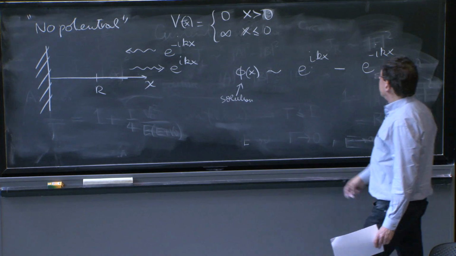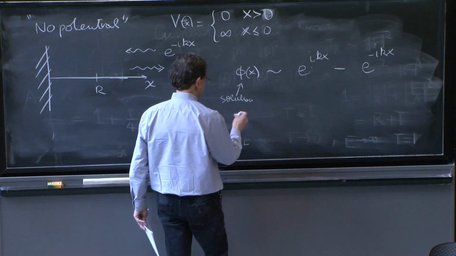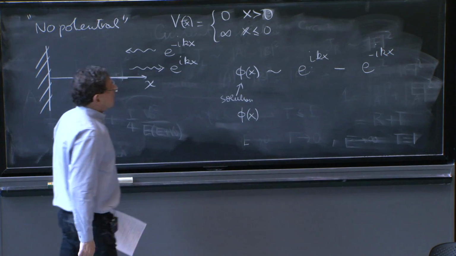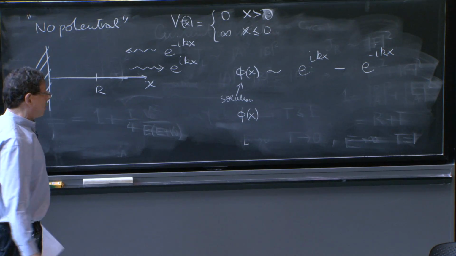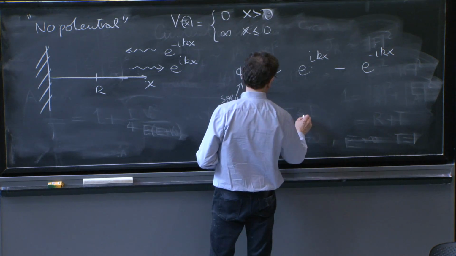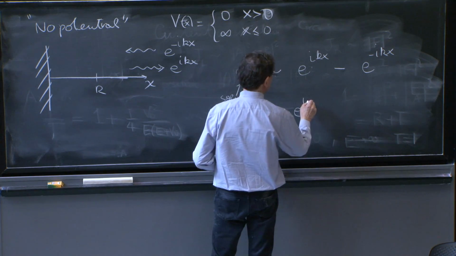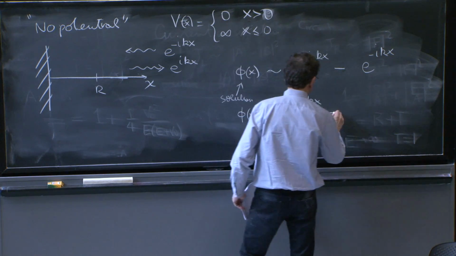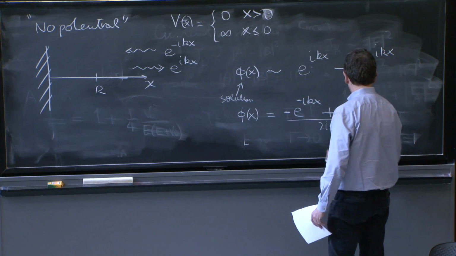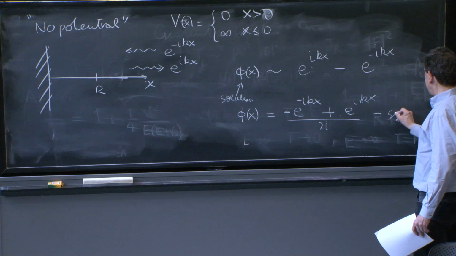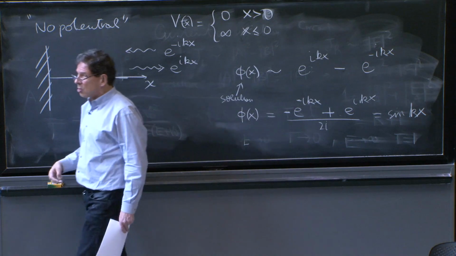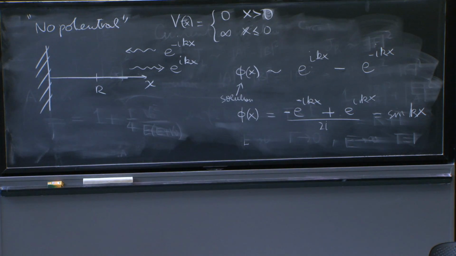So in order to simplify this the best possible way, we can put a 1 over 2i over there so that we have a sine function. And the sine function is particularly nice. So we'll have, I'll put it like this, minus e to the minus ikx plus e to the ikx over 2i. And this is just the sine function, sine of kx, which you would admit is a solution over here, a sine of kx.